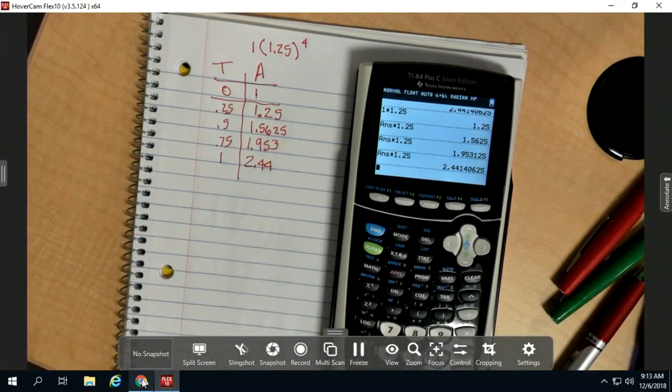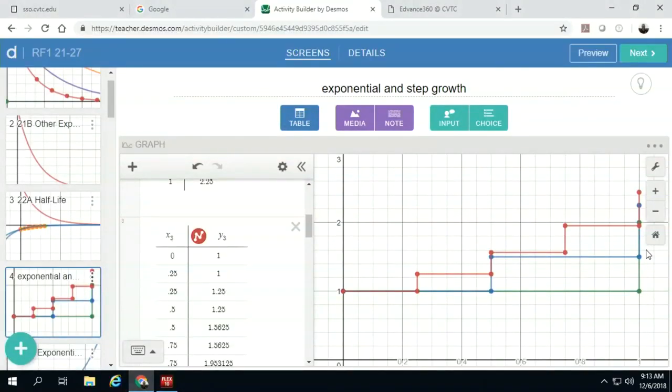So let's go back to Desmos, and let's see what happened here. So if you look over here, when we compounded it just once a year, the green line, we got 2. When we compounded it every half a year, we got, I forgot what it was, 2.25. When we compounded every quarter, we got 2.44. What seems to be happening the more times we compound? At the end of the year, we end up with more money, right? Okay. Will that keep on happening forever?